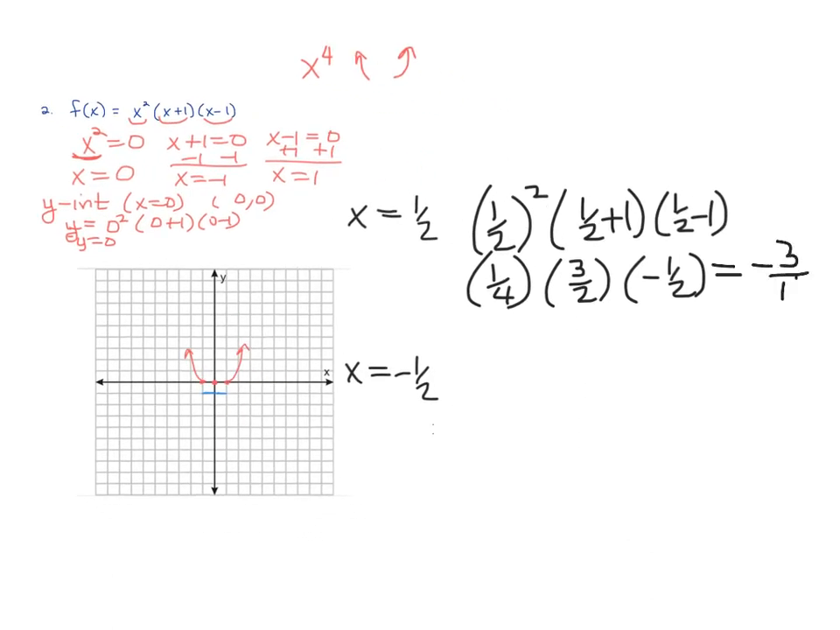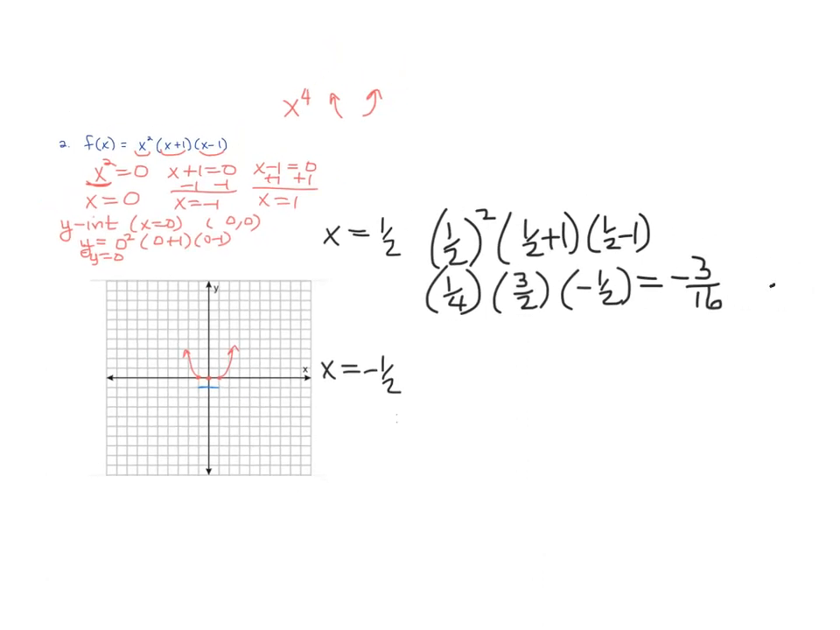I'm going to multiply them as fractions. This gives me -3/16. If I try to get it as a decimal, it's about -0.18. So again, this is close to about 1/4, or -1/4. So I'm going to plot this about 0.2 negative.